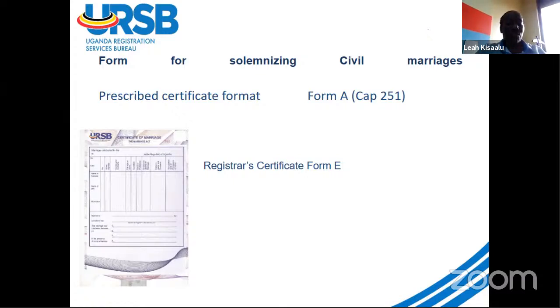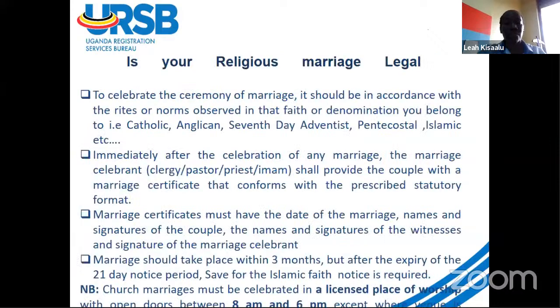The certificate on the screen is the civil marriage certificate. That's how it looks, Form E. So all people intending to do civil marriage are also entitled to a marriage certificate, which must be given to you as a couple.